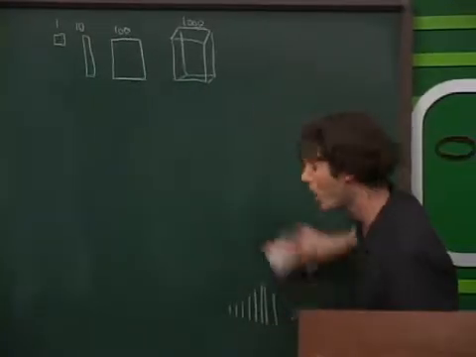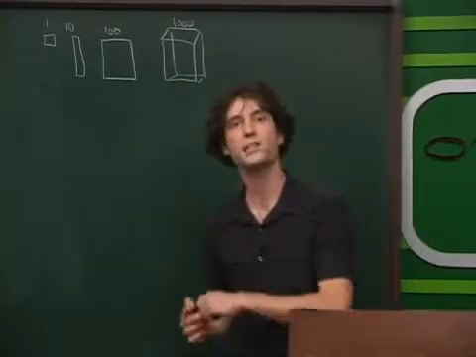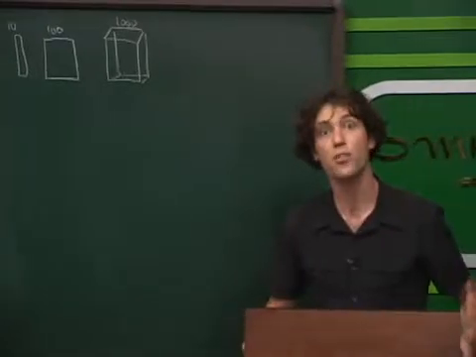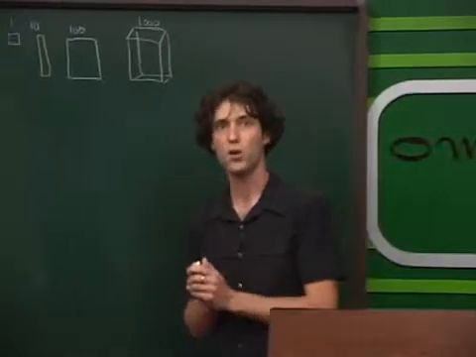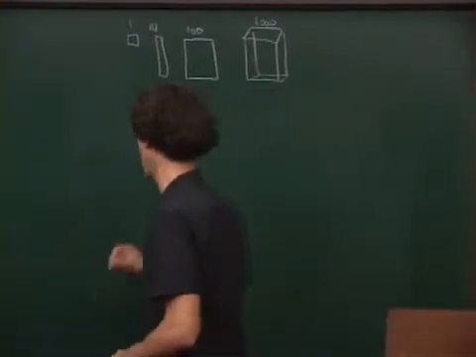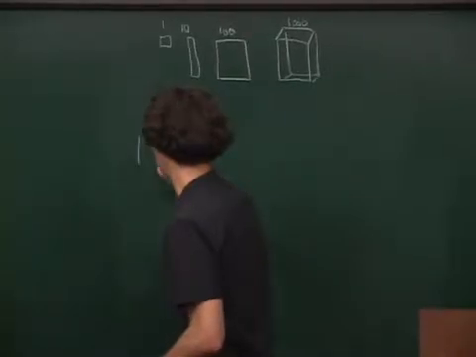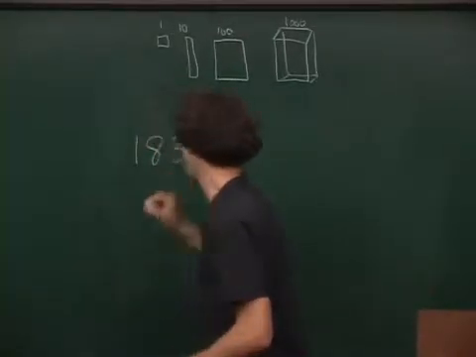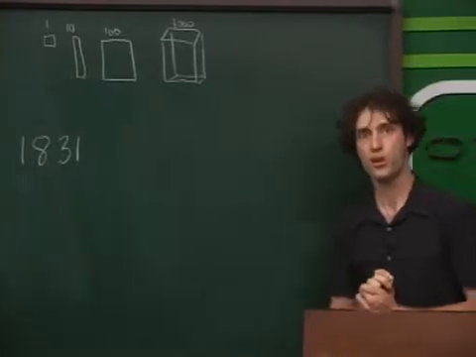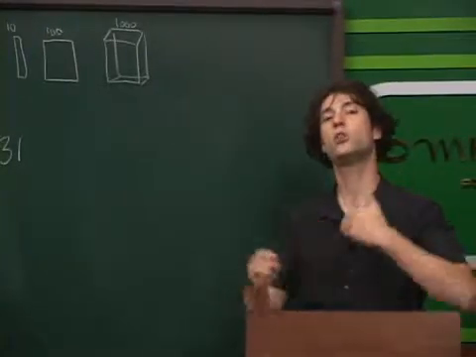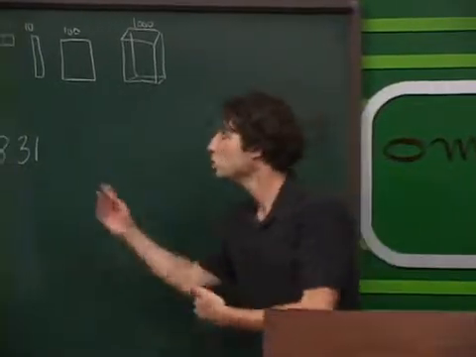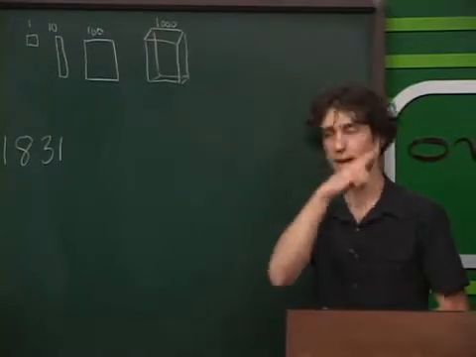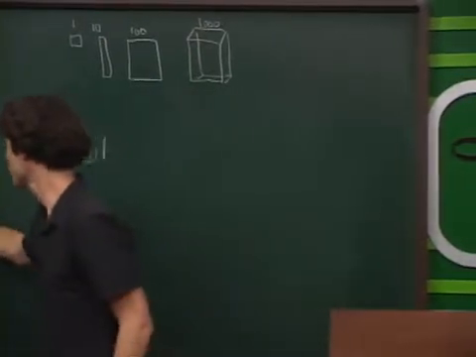Okay, now, that's how we use the model. Now, there are other ways to write numbers and other ways to look at numbers. Okay, so I'm going to take one big number, 1,831. Now, we're going to look at different ways that we can show this number. One is with the model.